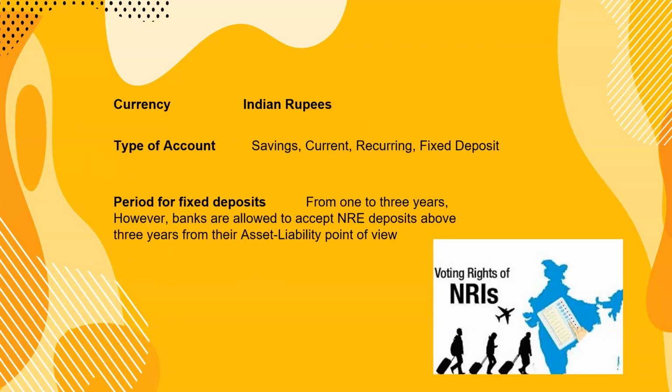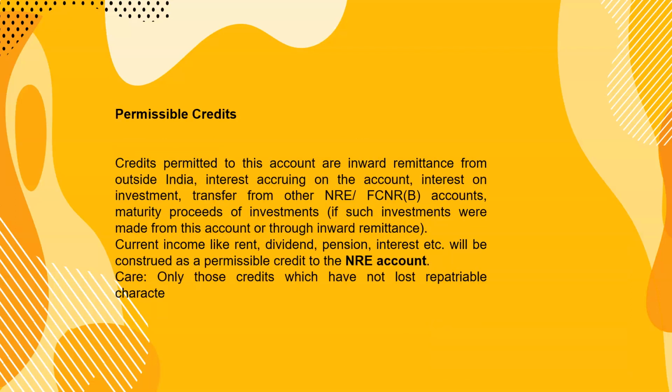So the currency is Indian rupees, and the types of accounts are time deposits and demand deposits. Demand is current, CASA and savings. RD and FD are time deposits, right? So these rates of interest are decided by the banks. The fixed deposit period is from 1 to 3 years, however, banks are allowed to accept NRI deposits above 3 years from their asset liability point of view. So they can hold for 5 years, but it depends on their asset liability management.